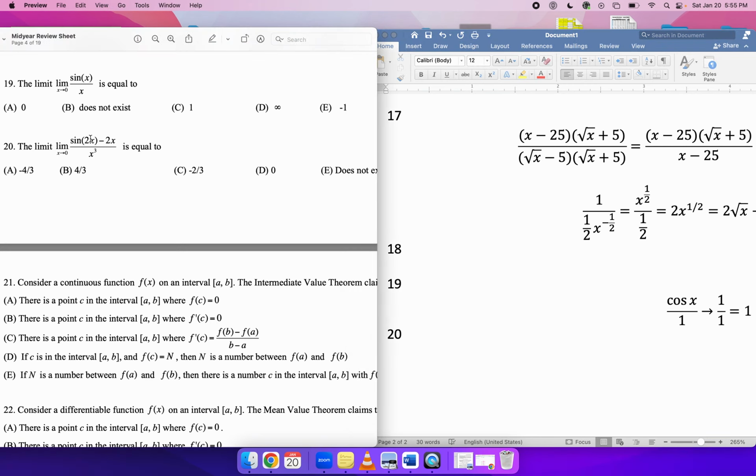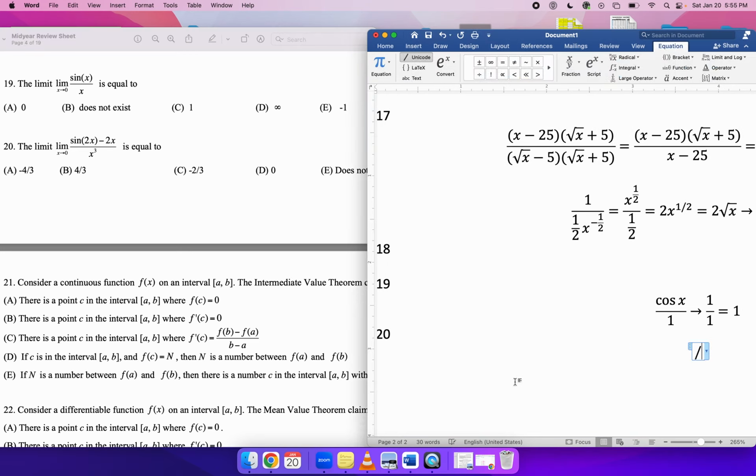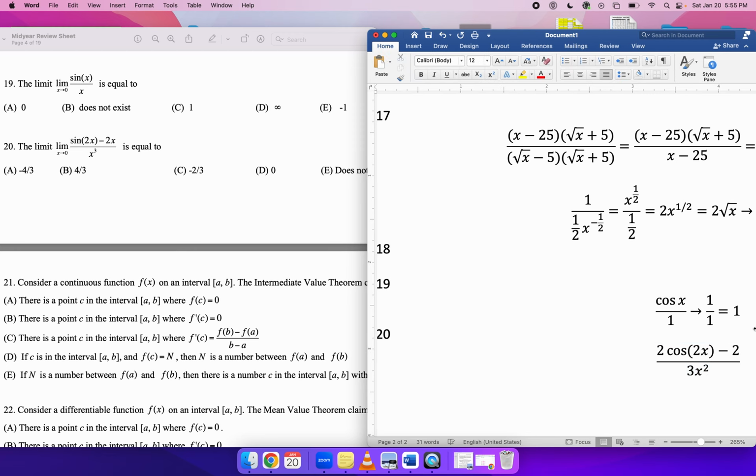Number 20. If I plug 0 into this thing, I get 0 over 0, which means, again, simplify or L'Hopital. Don't think you can simplify it, so it's L'Hopital. Taking derivatives, you've got to be careful. Sine 2x is a composition, so you need the chain rule. Derivative of sine 2x is 2 cosine 2x minus, and then the derivative of 2x is, of course, just 2, all over 3x squared.